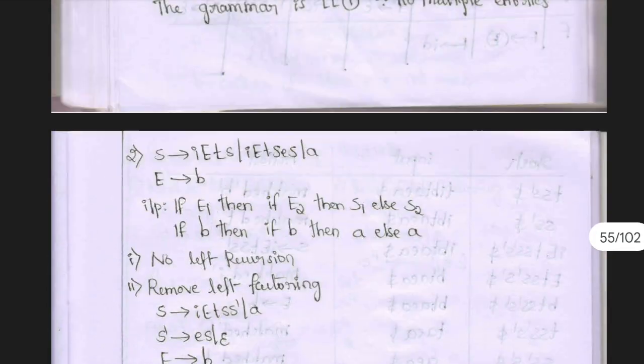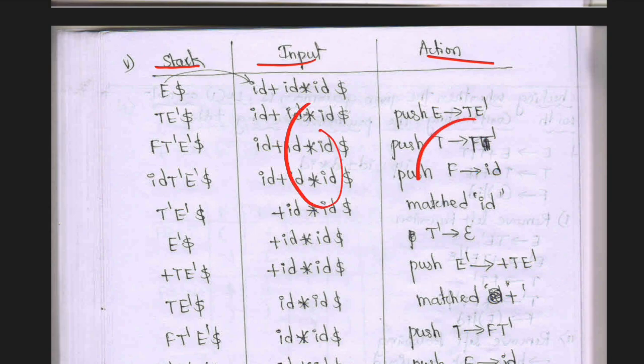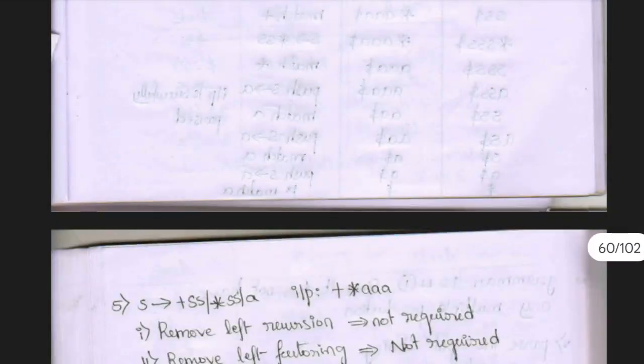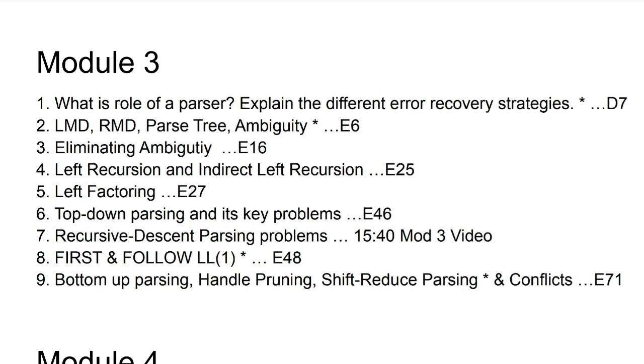And coming to bottom up parsing, that is also known as shift reduce parsing. Here you will be given a question, you have to make the stack, input and action, and do the following as present here. Okay, this also I had explained, you can go through that. Make sure you never miss any of these concepts. These are very important concepts. And yeah, that's all that is important in module 3.